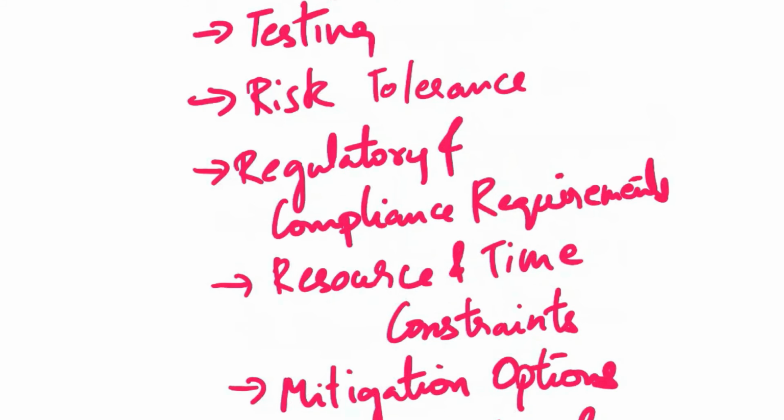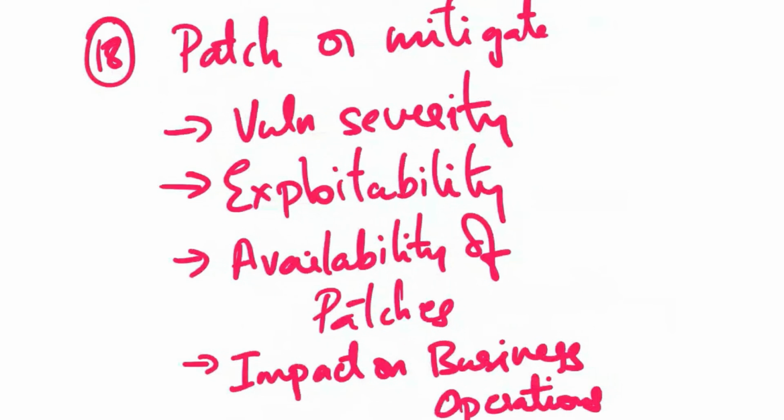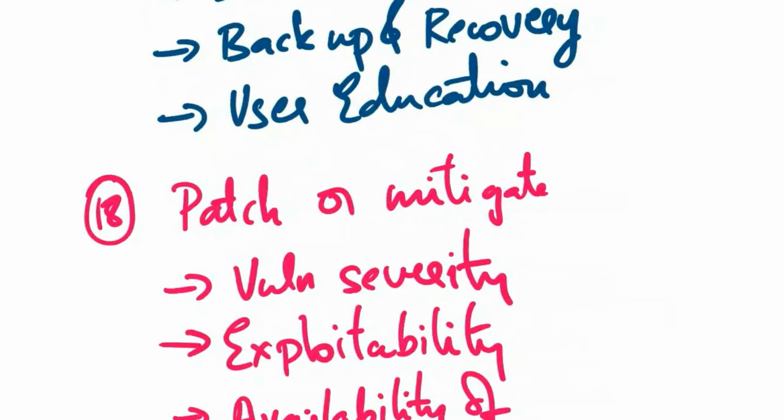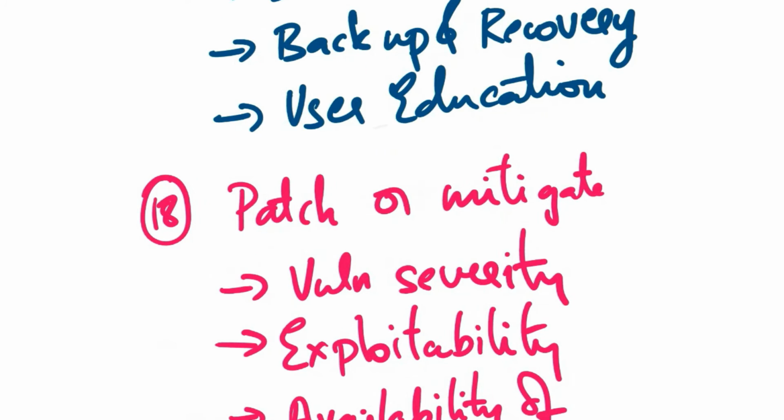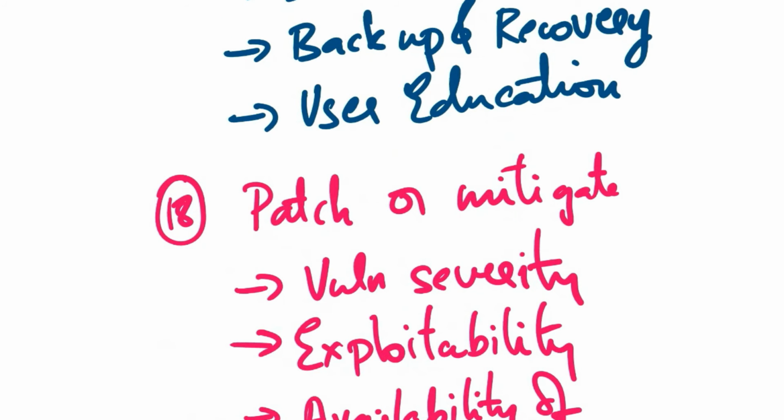So ultimately, the decision to patch or mitigate a vulnerability should be based on a careful analysis of these factors. The chosen approach should align with the organization's risk management strategy and its ability to balance security requirements with operational and resource constraints. In some cases, a combination of patching and mitigation may be the most appropriate strategy.